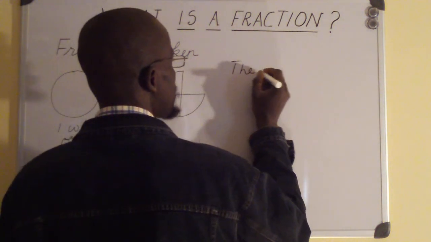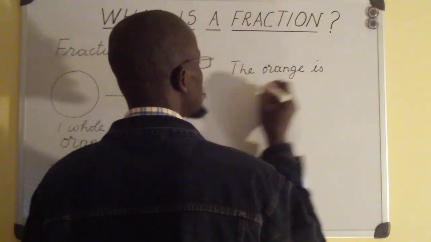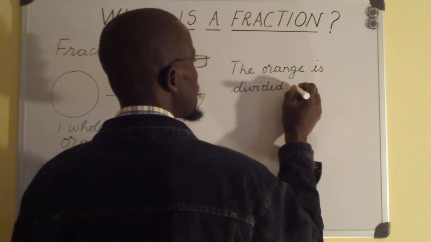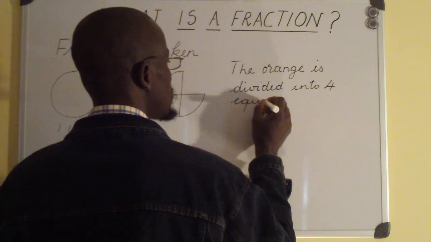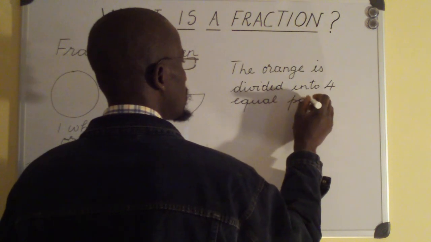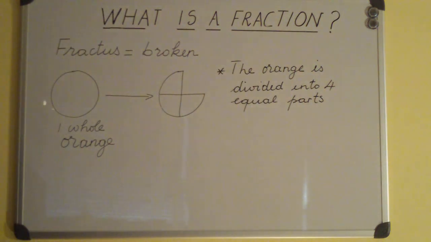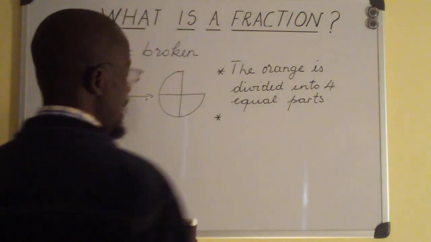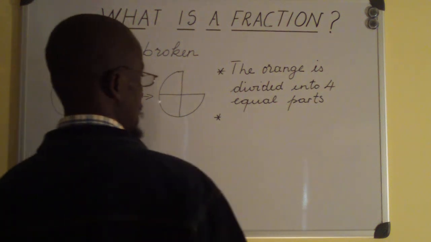The orange is divided into 4 equal parts. So this answers my first question. Now, what is my second question which I have to answer? Well, the second question is, after dividing the whole orange into 4 equal parts, how many parts have I kept? How many parts have I retained?